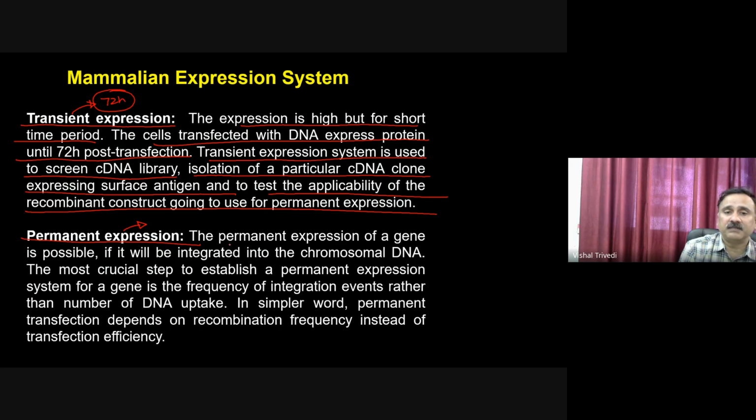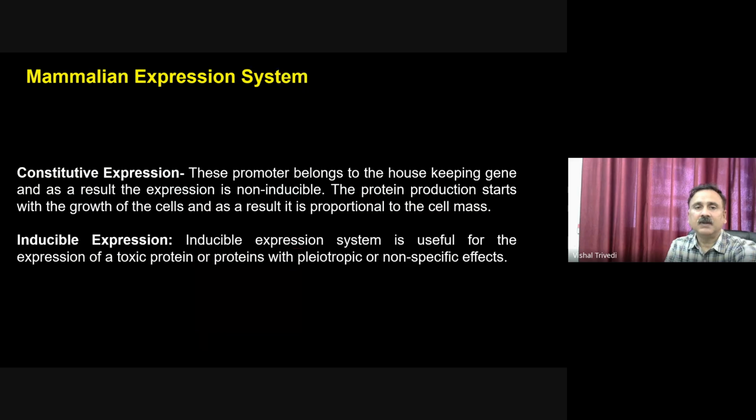For permanent transfections, permanent expression of a gene is possible if it is integrated into the chromosomal DNA. The most crucial step to establish a permanent expression system for a gene is the frequency of integration events rather than the number of DNA uptake. So in simpler terms, the permanent expression system depends on the recombinant frequency instead of the transfection efficiency. The recombinant system can also be constitutive or inducible.